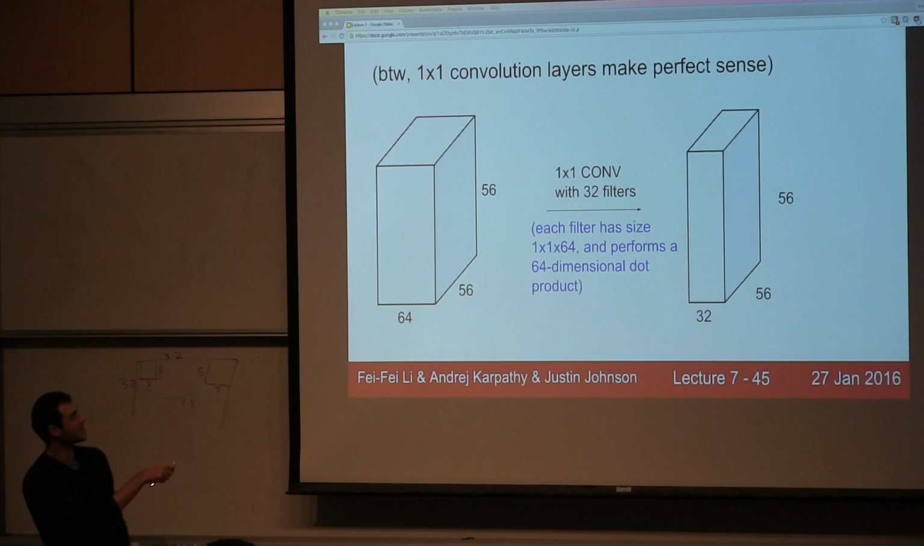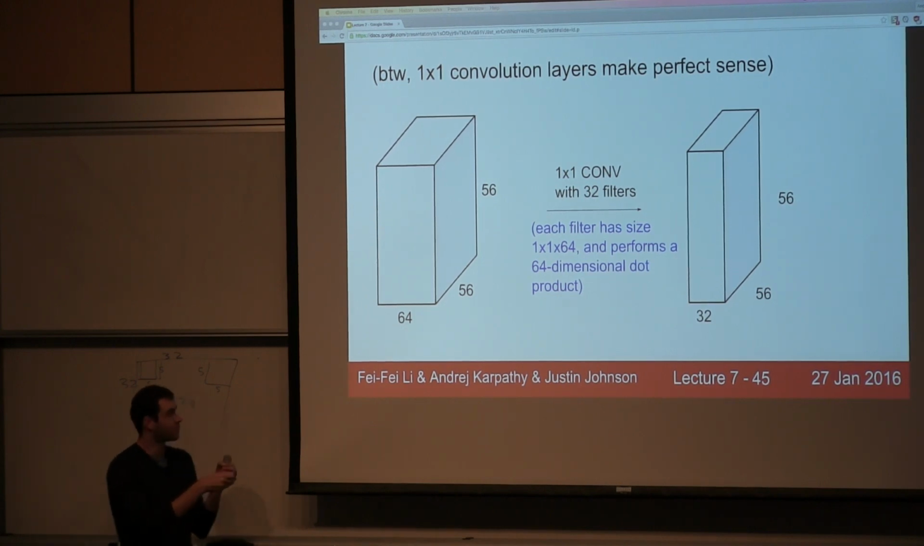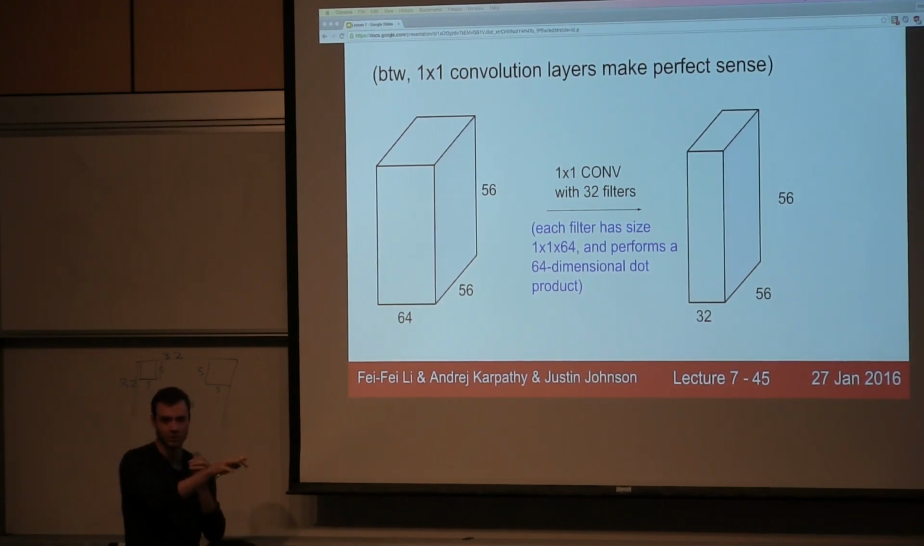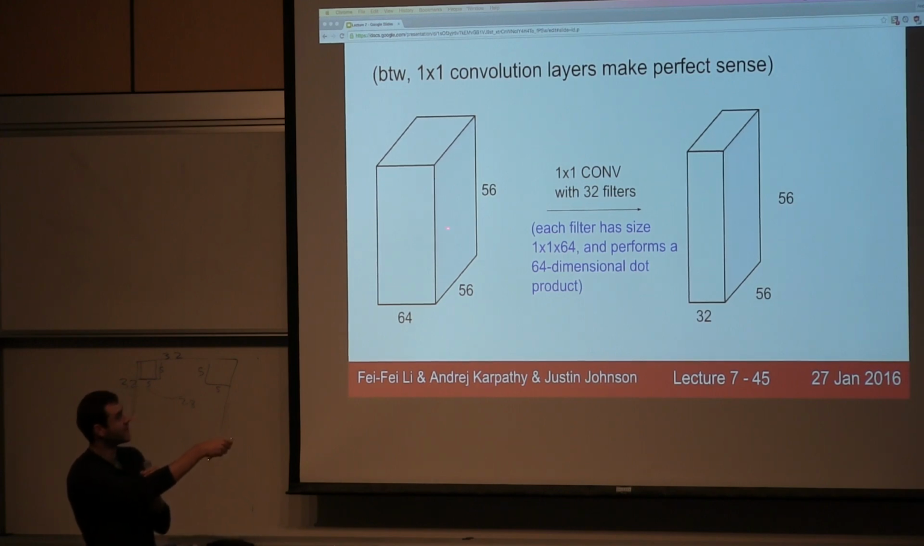And the way to think about it is, suppose you're working with this example. So a 56 by 56 by 64 volume coming in, and doing 1 by 1 conv with 32 filters would give you the same sized output, except 32 in depth now. Each filter is 1 by 1 spatially, but you have to remember that we're doing these dot products through the full depth of the volume. So every filter here would actually be doing a 64-dimensional dot product, because these filters extend through the depth of the input volume.